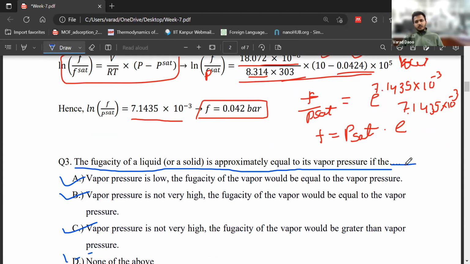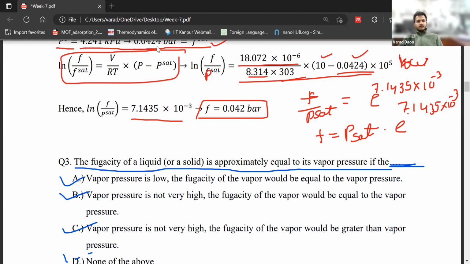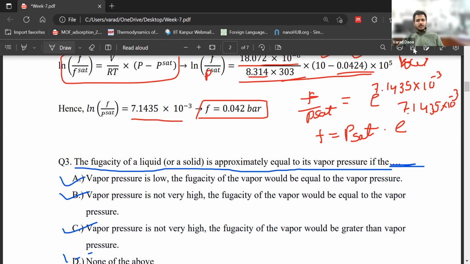So what we have is a fill in the blanks type of question. Which of the following options A, B, C, D fit in this category? The question is: fugacity of a liquid or a solid is approximately equal to vapor pressure if. So I'll give you a couple of minutes to attempt it. If anybody has any doubt, they can ask.